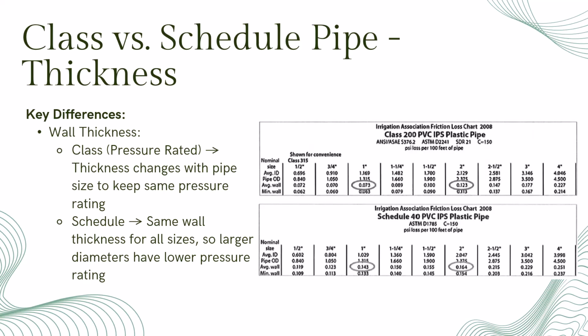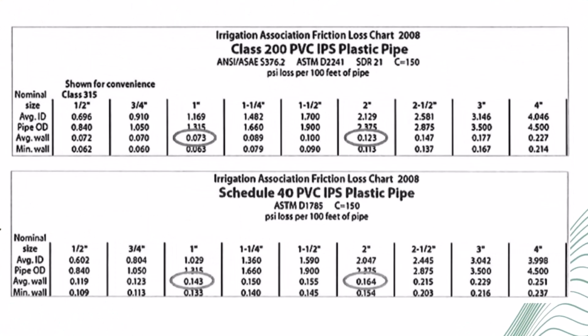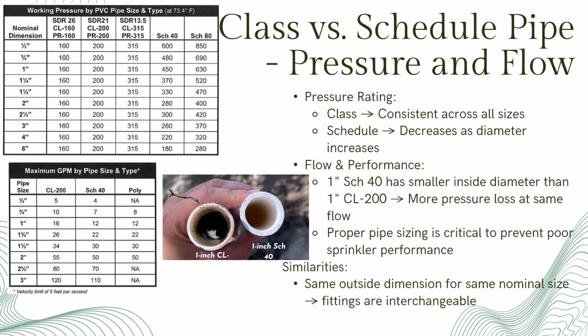Let's compare class, pressure rated, and schedule pipe side by side. First, wall thickness. With class pipe, the wall thickness increases as the pipe diameter gets bigger, so the pressure rating stays the same across all sizes. With schedule pipe, the wall thickness stays the same no matter the size. That means as the diameter gets larger, the pressure rating goes down. Next, pressure ratings. Class pipe is consistent. You can count on the same rating for every size within that class. Schedule pipe loses pressure rating as the size goes up.